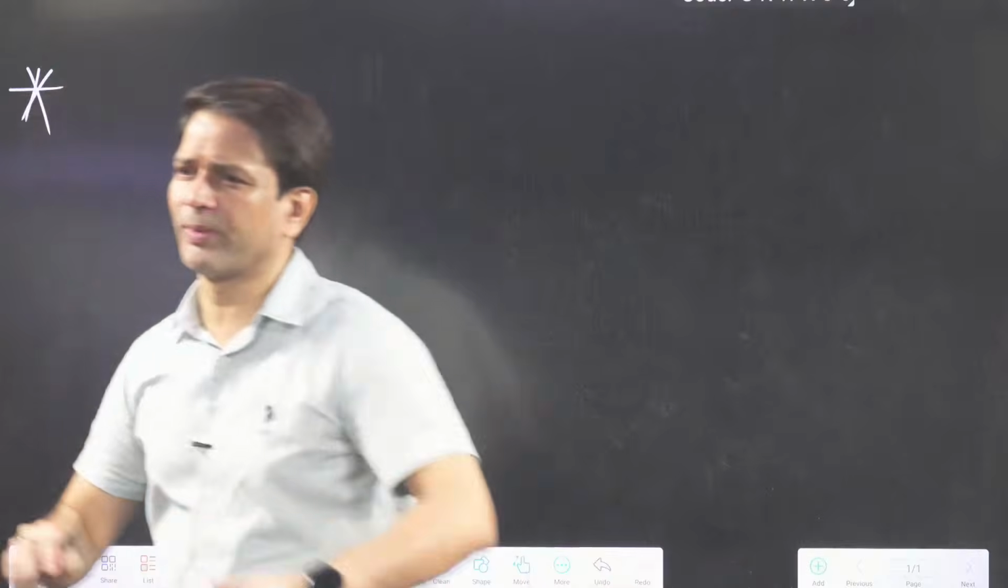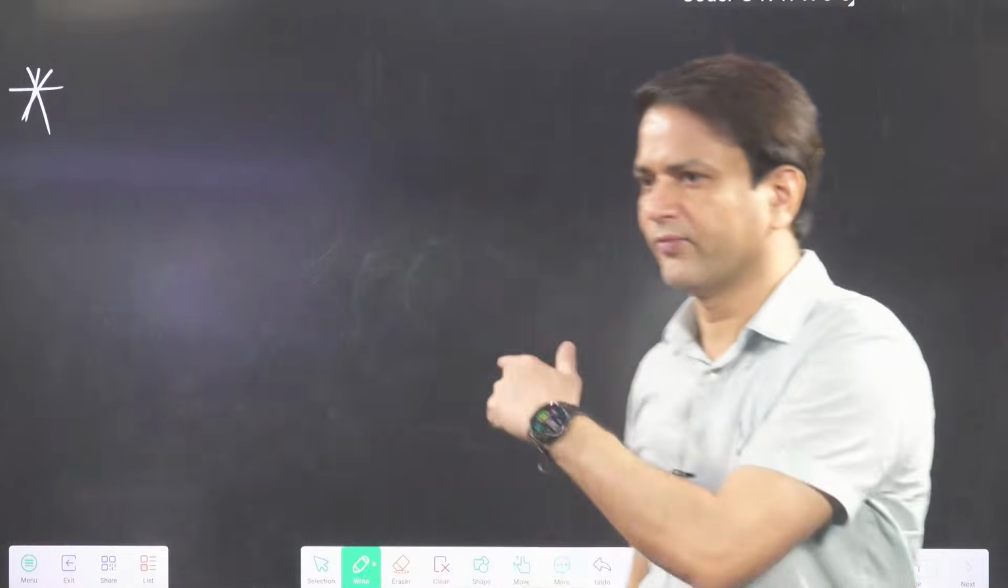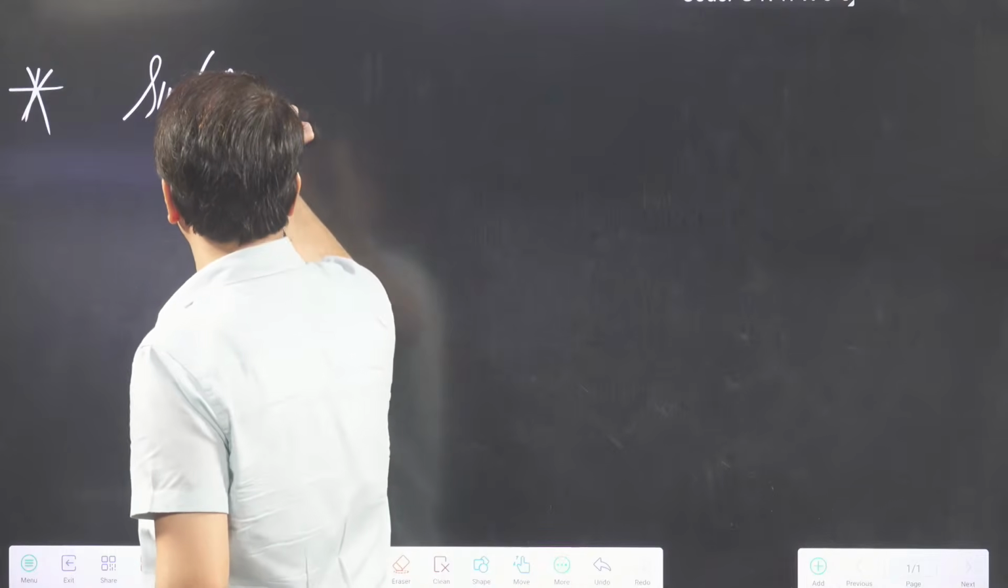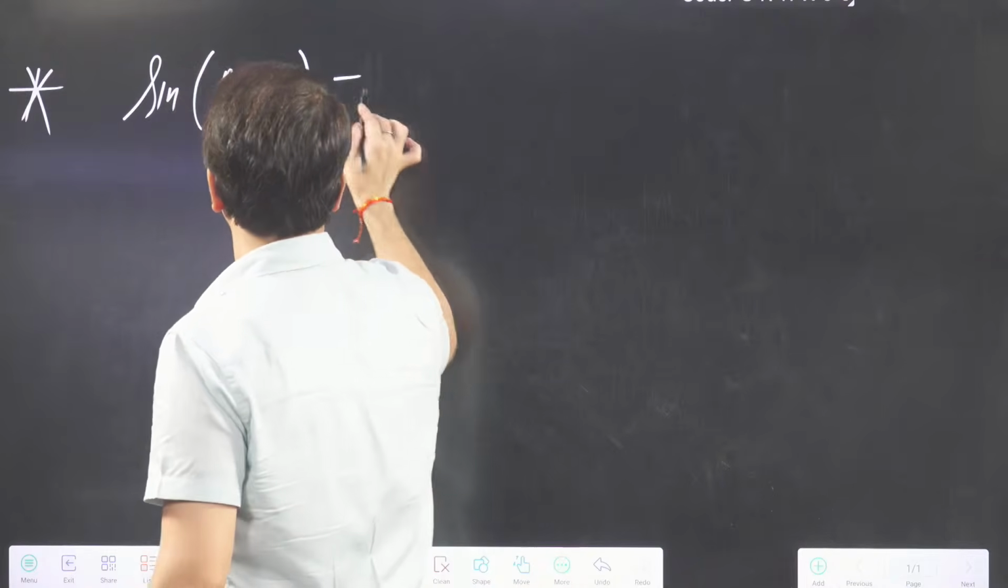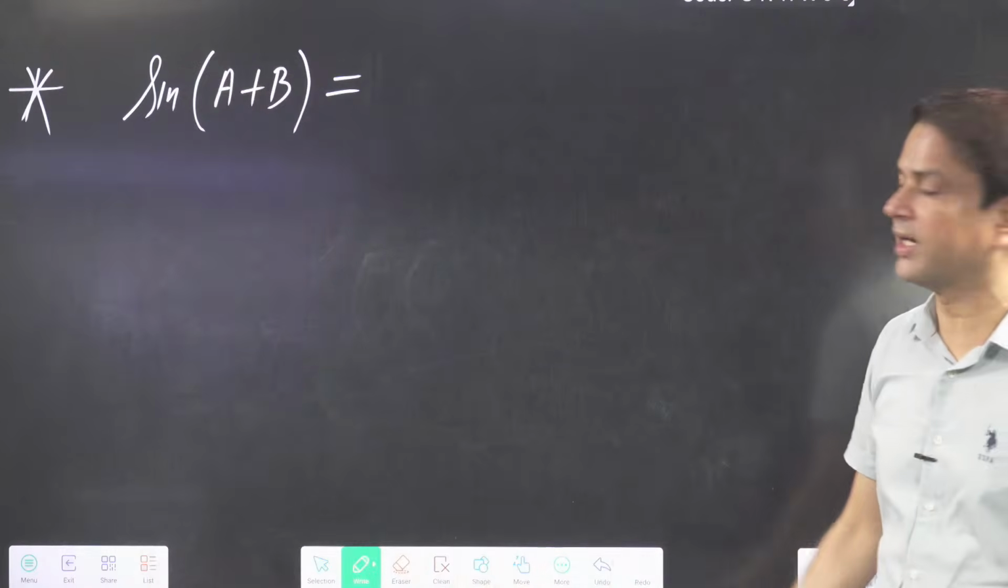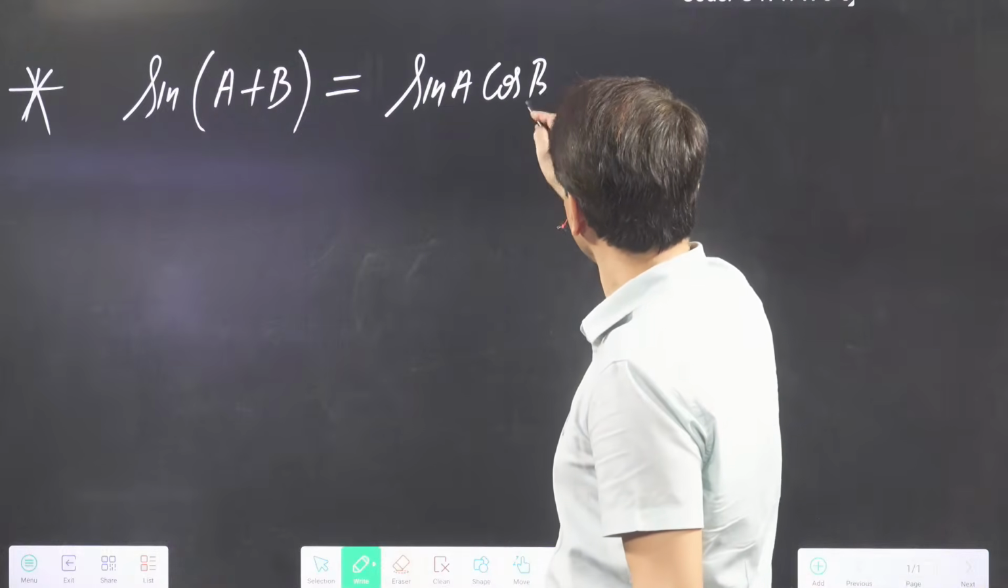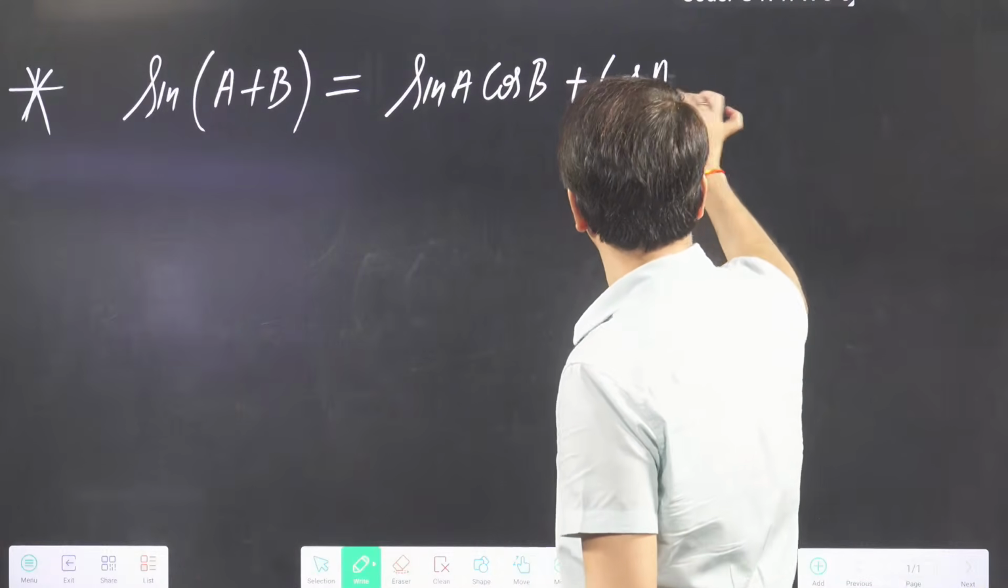Okay, so we have to remember this formula because in so many places we are using sine of omega t plus alpha, so we should remember these 3-4 formulas. First I am writing sine of a plus b. What is the formula? Sine a cos b plus cos a sine b.